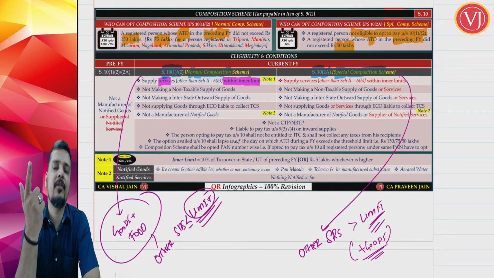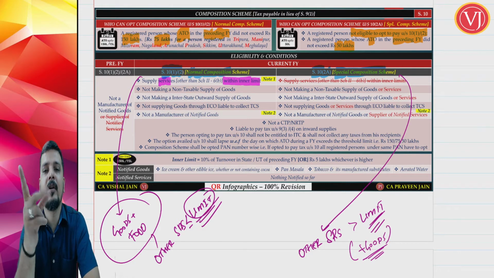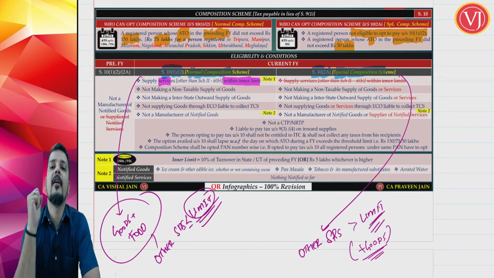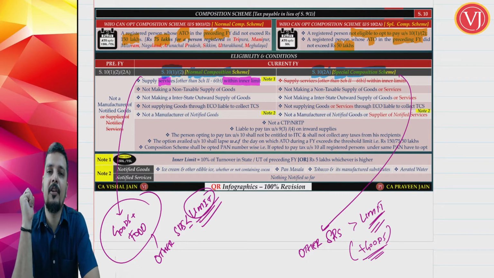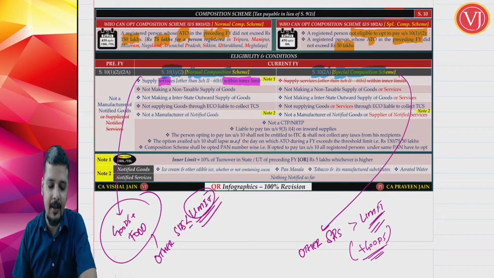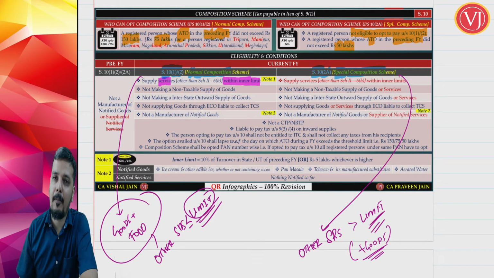For you to enter special composition scheme, there are two parts. One, you should not be eligible for normal composition scheme. Second, your aggregate turnover in the preceding financial year should be up to 50 lakhs, right? And here there is no categorization of states. For any state, it is always up to 50 lakhs. Now these are the points that you have.